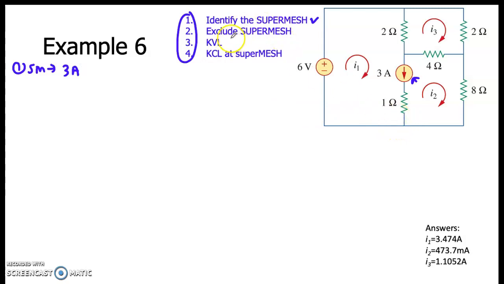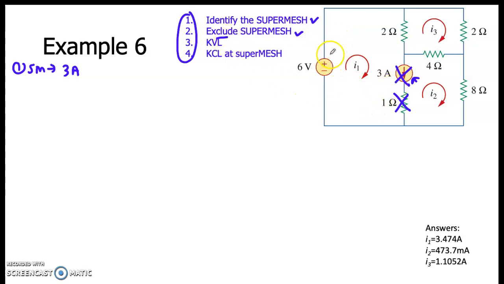So step number 2, exclude. You're going to exclude this one. What about 1 ohm? Anything in series with the current source, you are also going to exclude it. Okay, so once you have excluded it, you're going to do KVL.